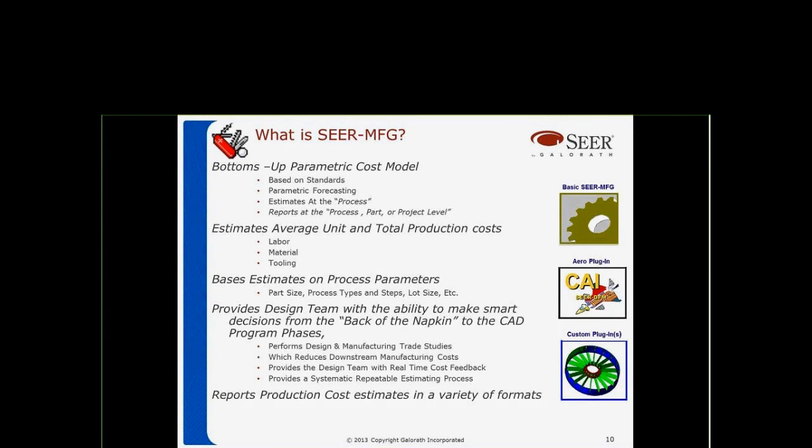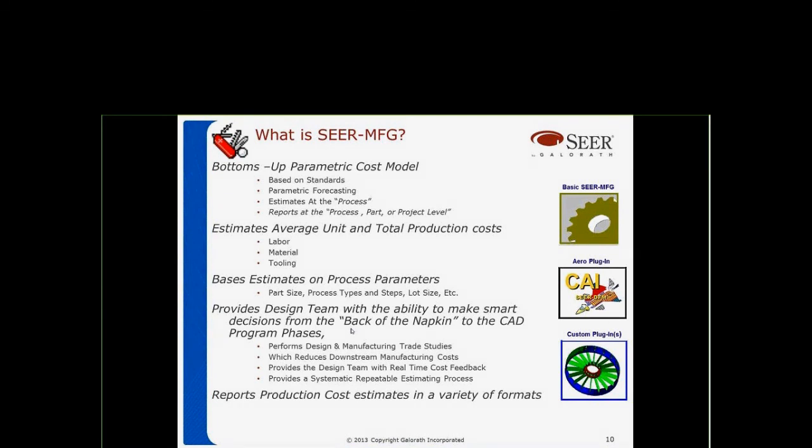The model reports at the process, part, or project level, depending on how the user sets up the tool. Out of the box, its goal is to give you average production unit cost, APUC. It estimates labor, material, and tooling. Now, it bases the estimate on many, many things. The part size, of course, the process that you're in, the steps within that process. But it looks at things like your production quantity and your batch size so that you set the setup amortizations to accommodate the setup cost, and it's amortized over the right quantity.